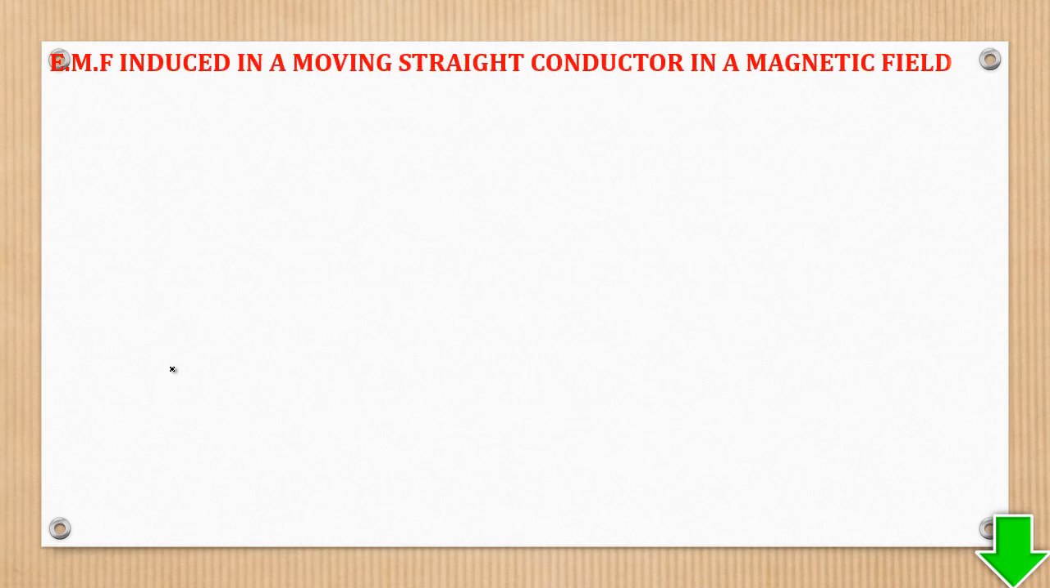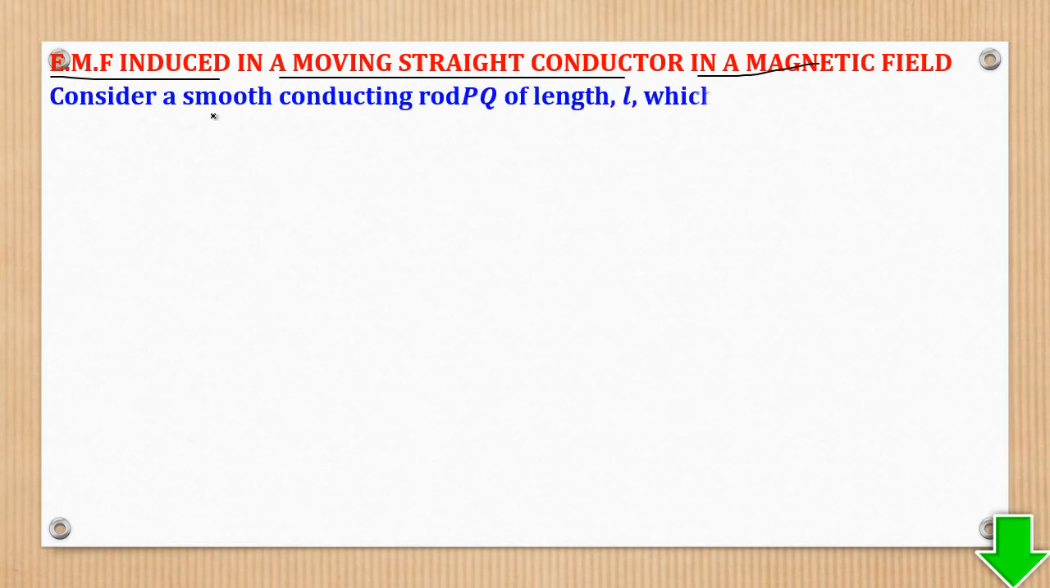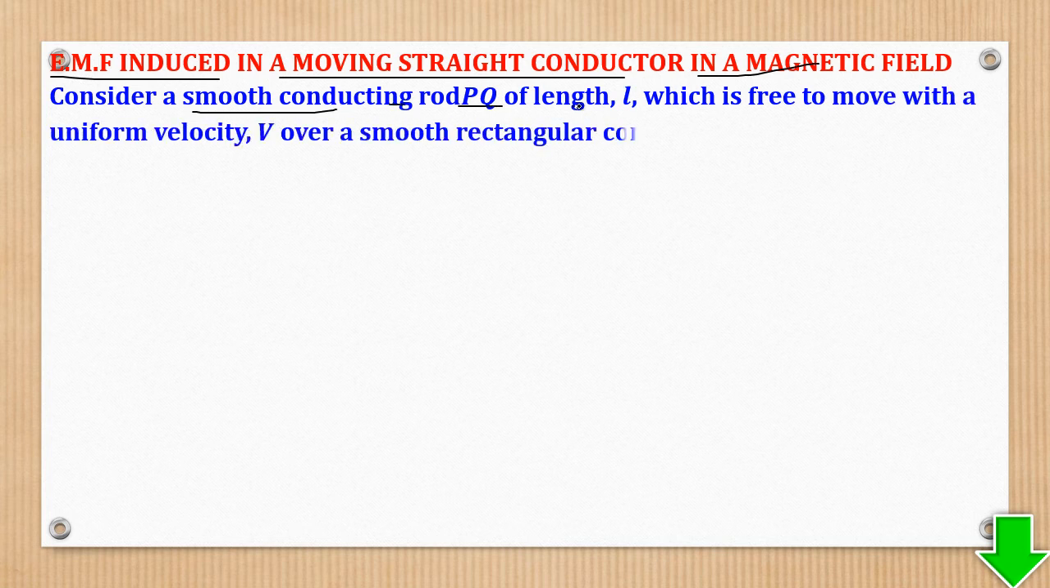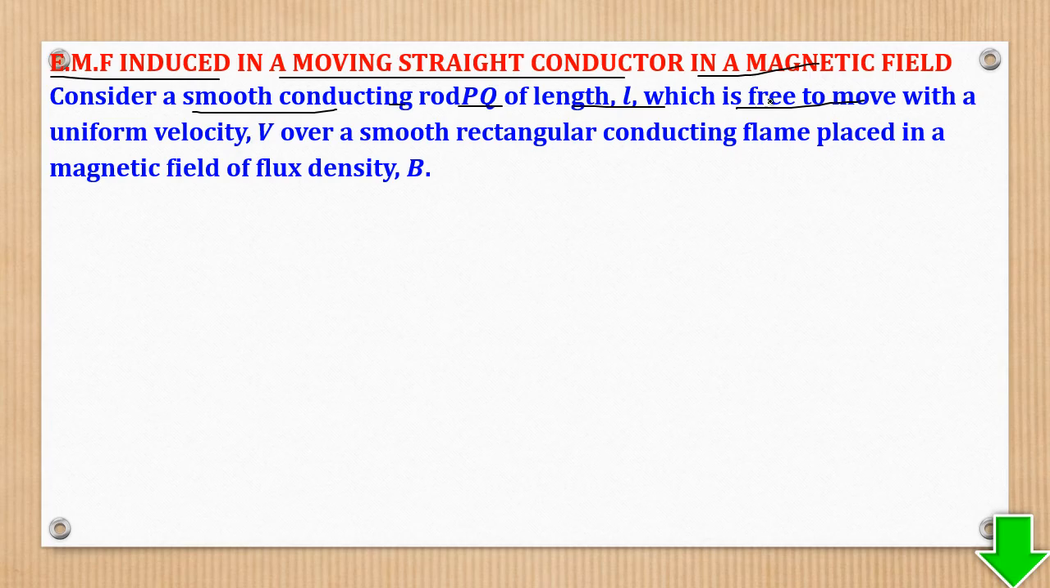So now I believe you are well versed with the introduction part of induced EMF. There should be a change in magnetic flux linking it. Okay, so now we shall go to what we call EMF induced in a moving straight conductor placed in a magnetic field. So consider a smooth conducting rod PQ of length L, which is free to move with a uniform velocity v over a smooth rectangular conducting frame placed in a magnetic field of flux density B.